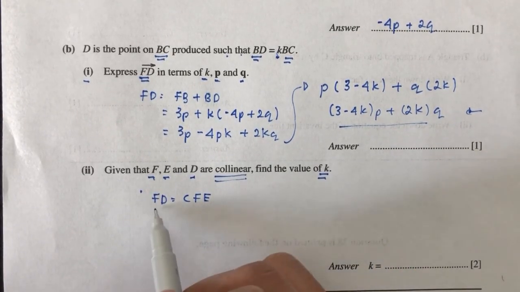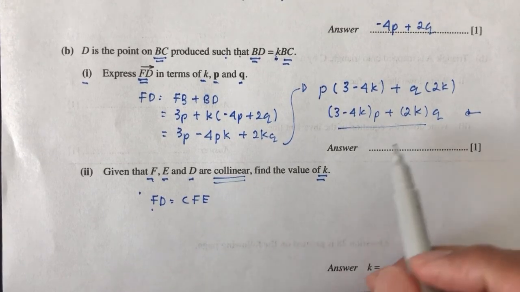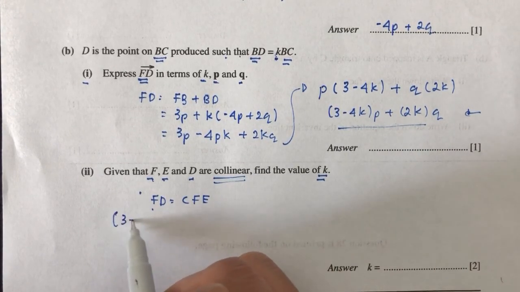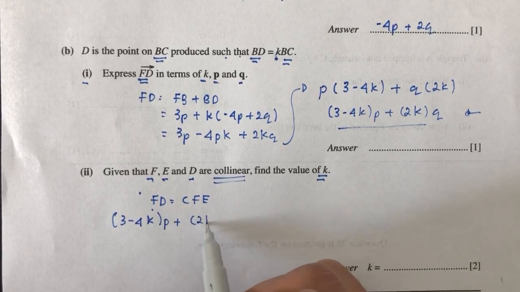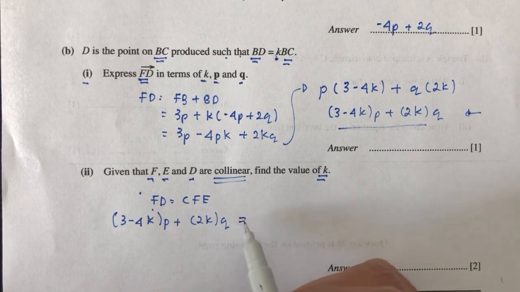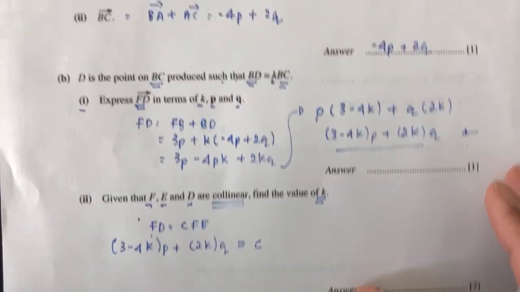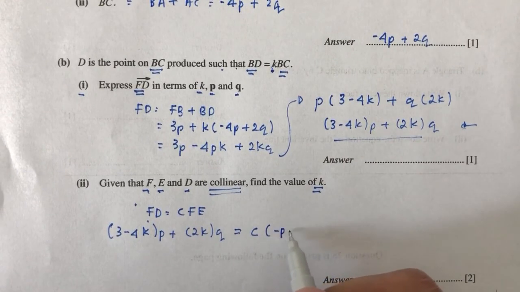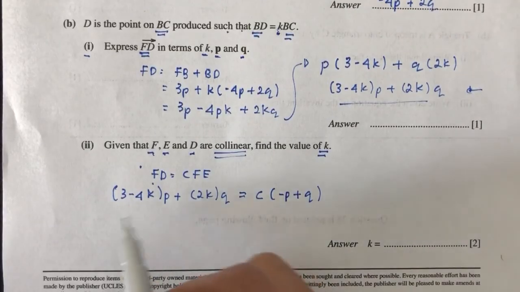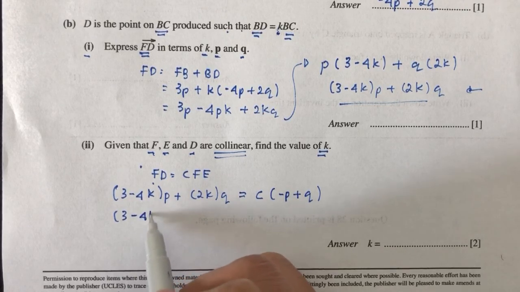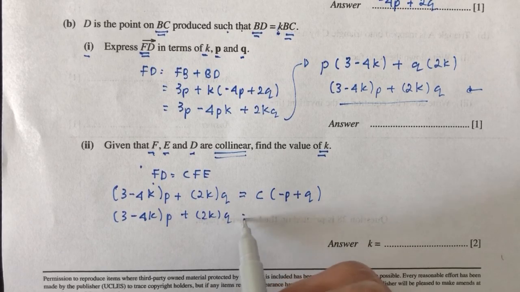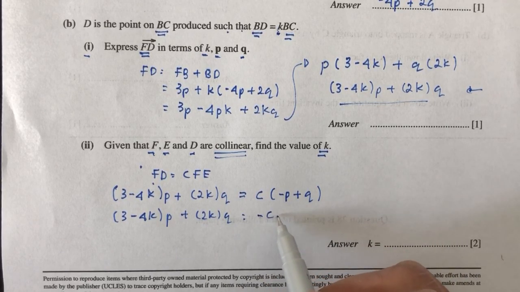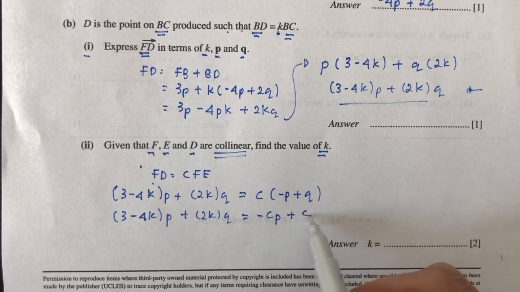So what is the value of FD? We found this here. It will become (3 minus 4K) bracket P plus 2K bracket Q equal to C times FE. What is the value of FE? We know here, minus P plus Q. So now we expand. We have 3 minus 4K, so we leave this alone. It stays the same over here, and we have to expand this part. It will become minus CP and plus CQ.